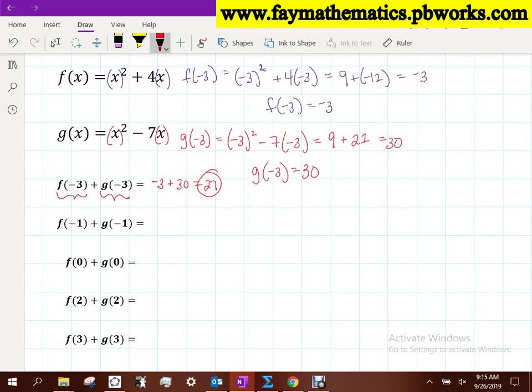Can we condense that process? And the answer to that is yes, okay? But we can only condense this if we are interested in evaluating at the same x value. So because all those x values of negative 3 are the same, and then f of negative 1 plus g of negative 1, f of 0 plus g of 0, f of 2 plus g of 2, because the evaluation points are the same, we can maybe rewrite this. We can do it a little bit differently, okay?